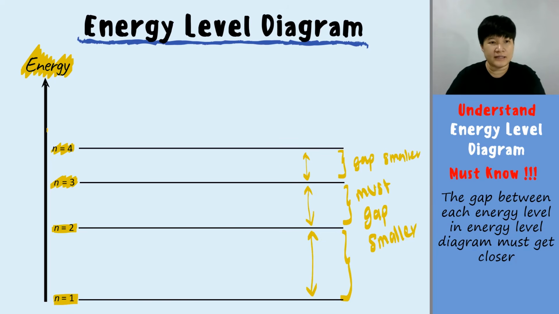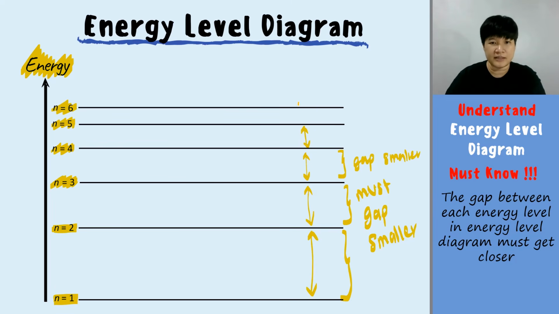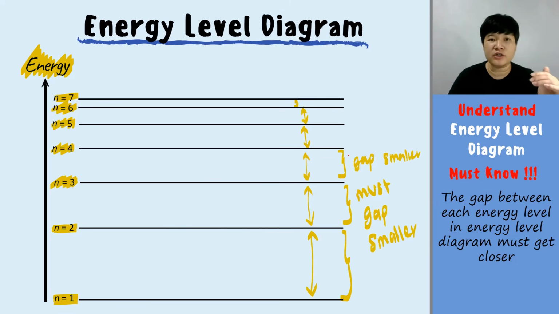There you go, your n equals 5. And you can see over here, the gap again becomes smaller. n equals 6, the gap becomes even smaller. n equals 7, significantly, the gap becomes a lot smaller. So make sure when you draw your energy level diagram, you have the gap getting smaller. The gap between each energy level when you move up must be significantly smaller.